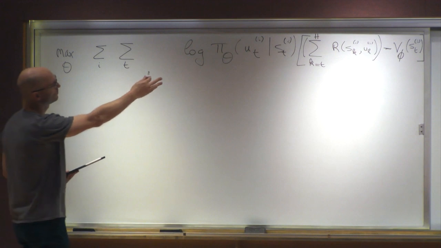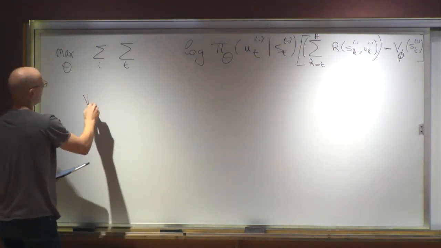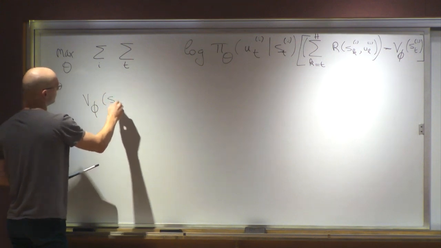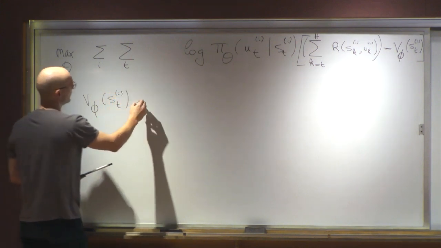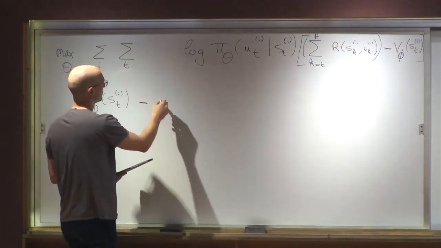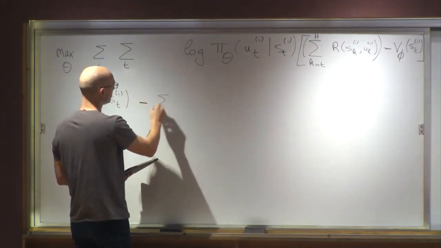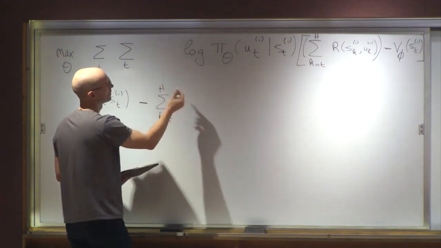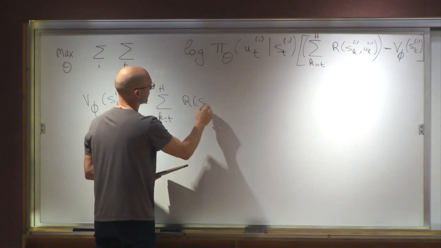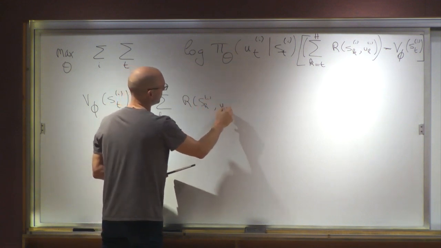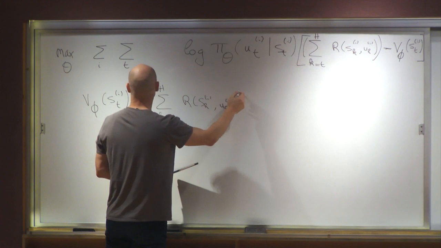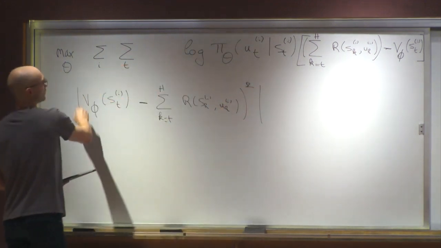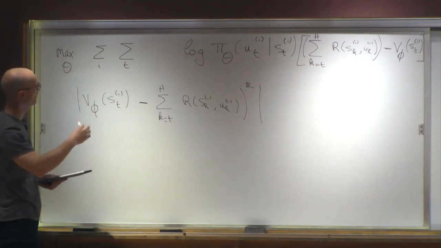And in parallel, you fit your v phi. So your v phi of s_t^i is fitted to your empirical estimate, as is typical. So it would be fitted to the sum over, in fact, the thing that's shown there, k equals t to H, of r(s_k^i, u_k^i), and you minimize this squared error, or maybe a Huber loss if you don't want to pay too much attention to the big errors.